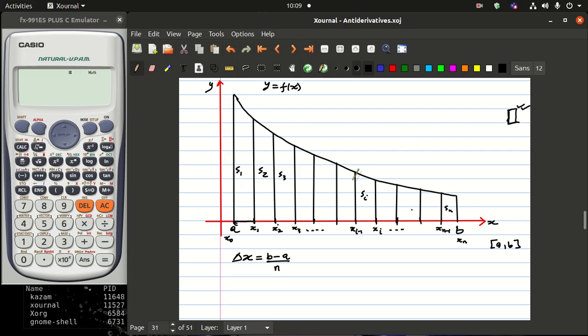Now, if you look into this thing here, I cannot find the area of this because I don't know how to deal with this shape here. But what I'm going to do here, I'm going to approximate this area by a rectangle. The first thing I'm going to try is to use this position here, or the right end point of this interval here, as the height.